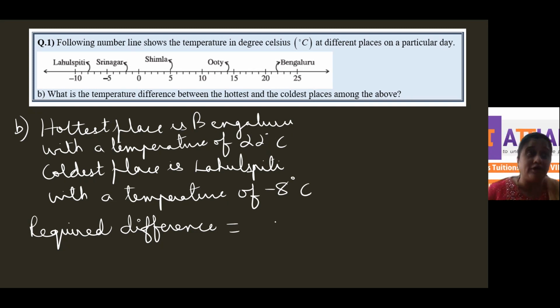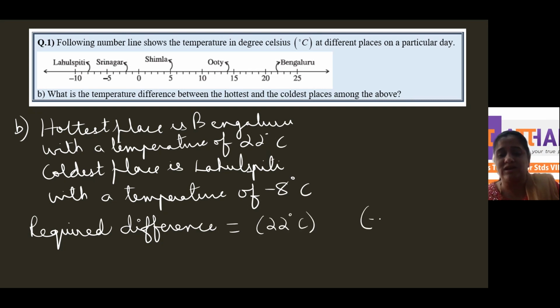Difference between hottest and coldest. So you must write hottest first and then the coldest. If they say difference between the coldest and hottest, first you must write coldest and then the hottest. The order is important. Don't write anything, I'll tell you. Look at the board. Hottest is 22 degrees Celsius, and this is the coldest, -8 degrees Celsius. Now you have to find, see what I have written.